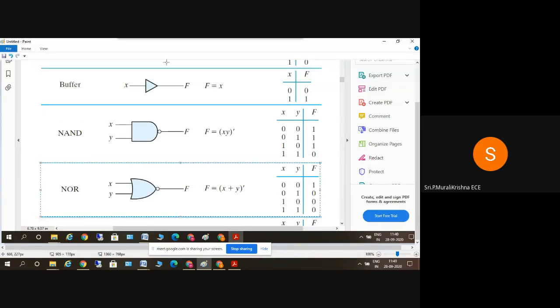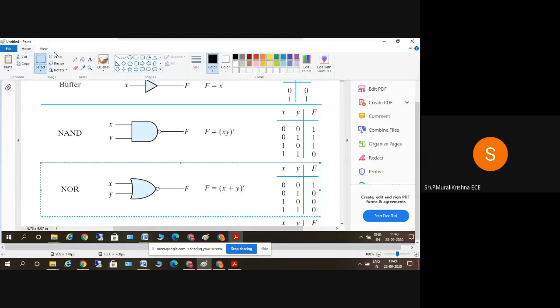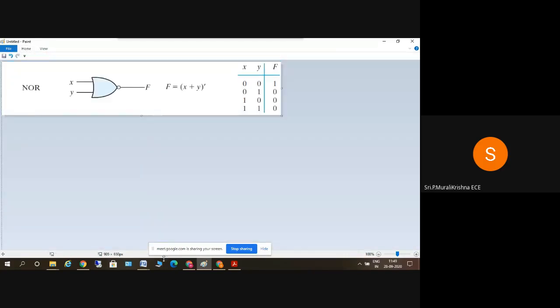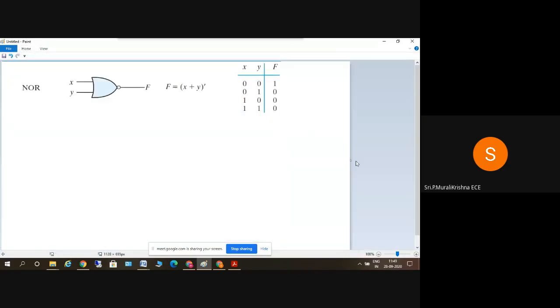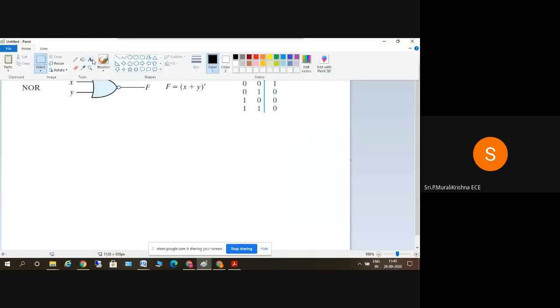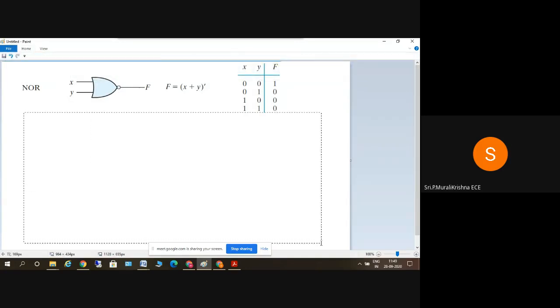So it is the opposite of the OR gate. Okay, so the inversion of the OR gate gives us the NOR gate here. So check the symbols. Symbols are very important. The inversion bubble is there, so that gives the inversion symbol here. And so it is the inversion of the OR gate operation.